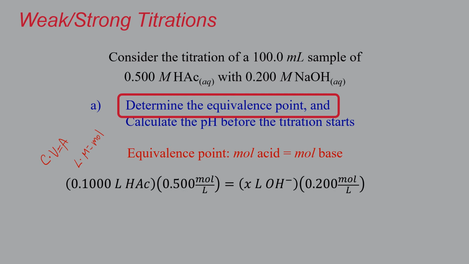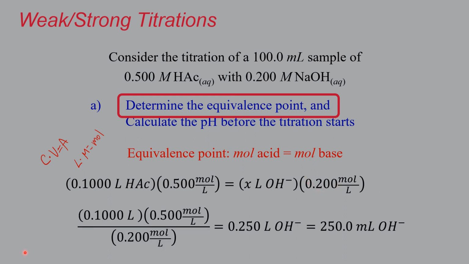So we have 100 milliliters or 0.1 liters of acetic acid. I told you it was 0.5 moles per liter. And that's going to be equal to the amount of base that we need times its concentration, which is 0.2 moles per liter. And if you work all that through, you get an endpoint volume of 250 milliliters. So this would end up being a fairly large burette, but they actually exist.